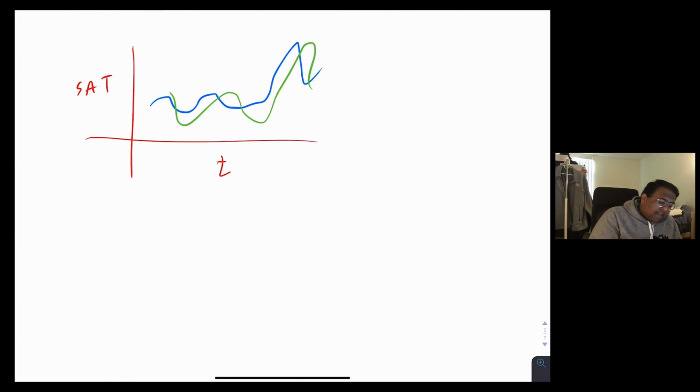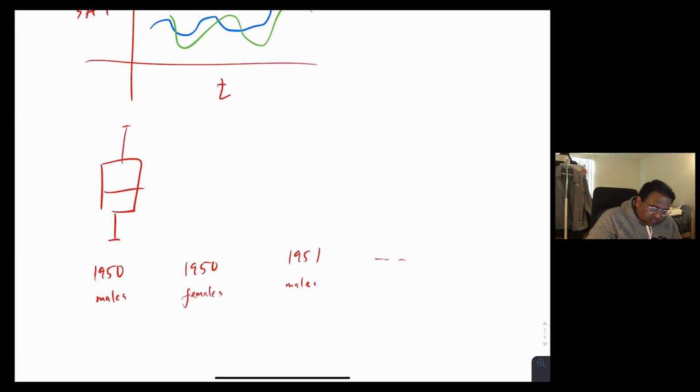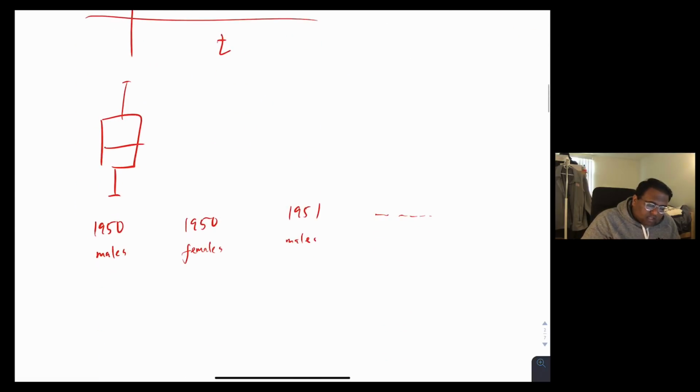So what I mean by that is, so for example, we could have like a box plot for 1950 males admitted to Berkeley, and then another for 1950 females, 1951 males, blah, blah, blah, until whatever. What are we told? 2000 females, and we could have whatever the distribution is.